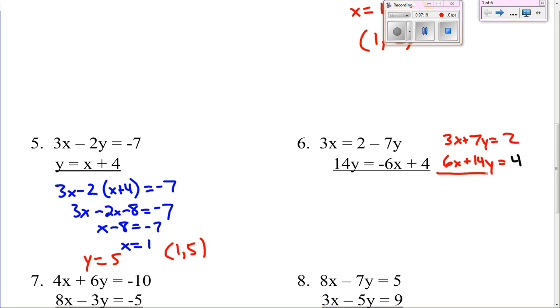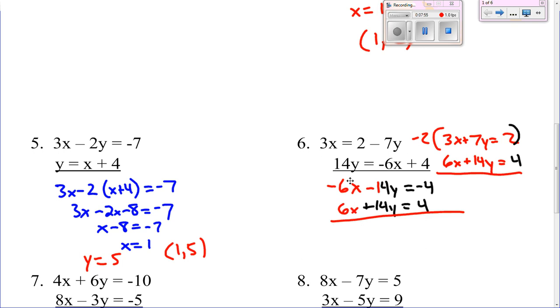Now, your variables are on the same side, but the coefficients are different. But I see a 3 will go into 6, so I'm going to multiply the top one by negative 2. It gives me negative 6x minus 14y equals negative 4. I don't know why I put that line there. Then your bottom equation stays the same, 6x plus 14y equals 4. Now I can put the line.